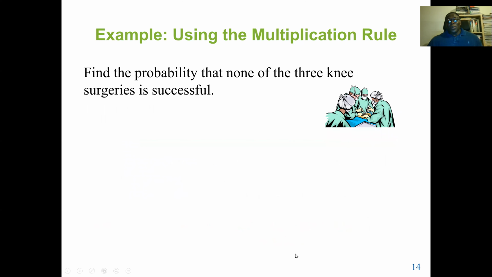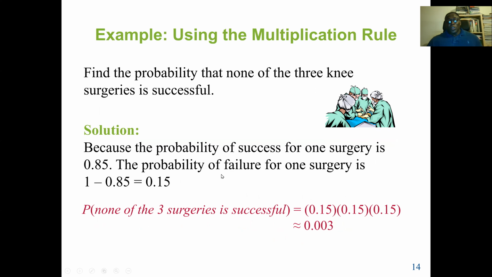Then next, we find the probability that none of the 3 nail surgeries is successful. Because the probability of success for 1 surgery is 0.85, the probability of failure for 1 surgery will be 1 minus 0.85, which will give us 0.15. Now, probability that none of the 3 surgeries is successful, then we have 3 failures. So it will be 0.15 times 0.15 times 0.15, which will give us 0.003.